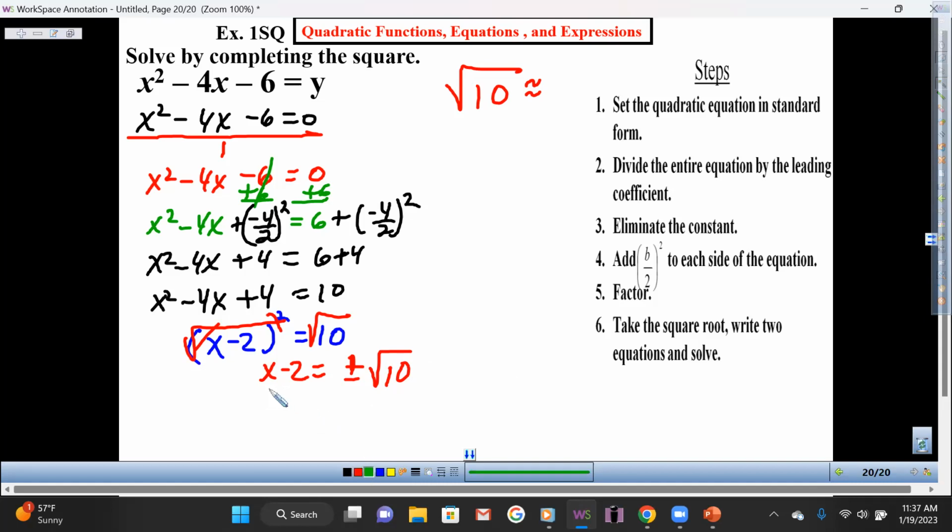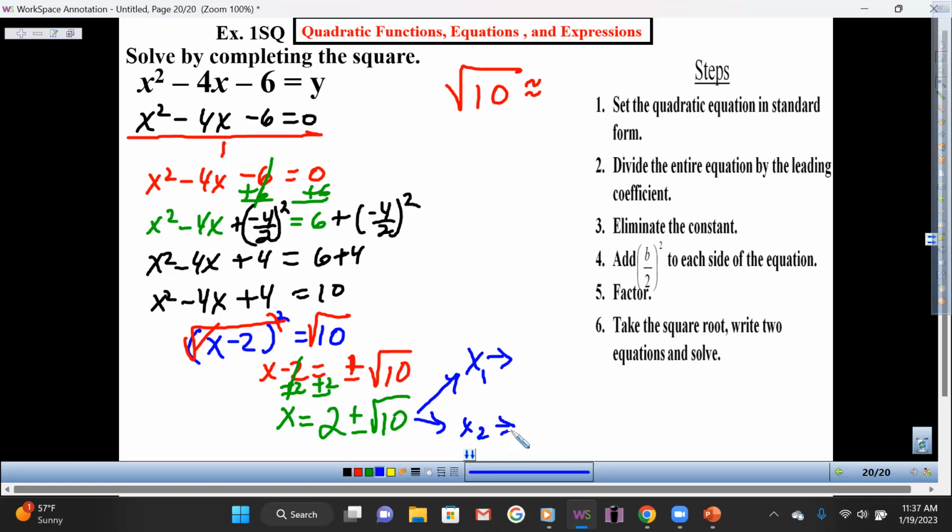Next, we still need to leave x by itself. What do I do with that -2? Add 2, add 2. X equals 2 plus minus square root of 10. And now we just end up with two equations, x sub 1 and x sub 2.